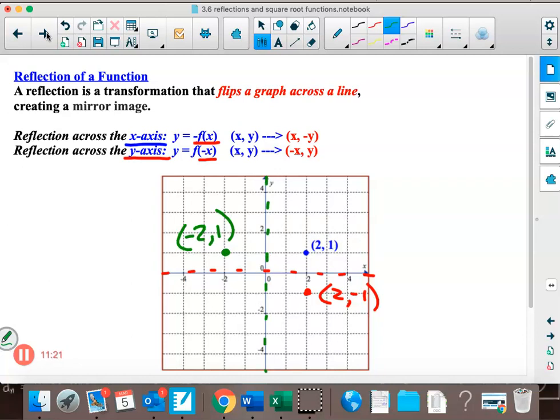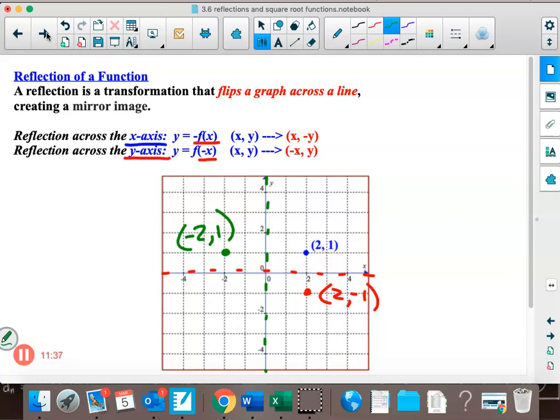Now, we have a y-axis reflection. We're flipping over the y-axis. Okay, so they kind of do the opposite of what you think. So for an x-axis reflection, you multiply your y by negative 1. For a y-axis reflection, you multiply your x by negative 1.